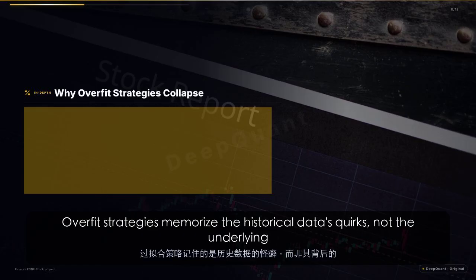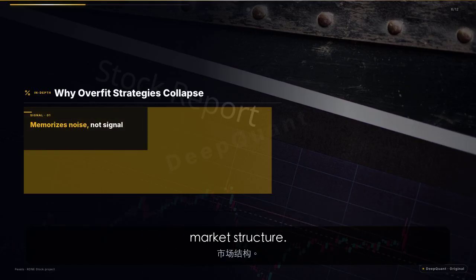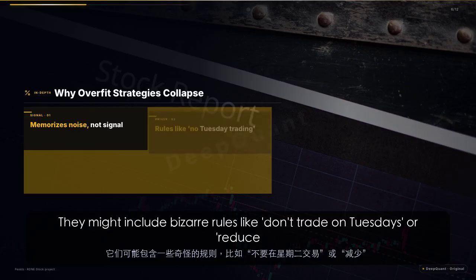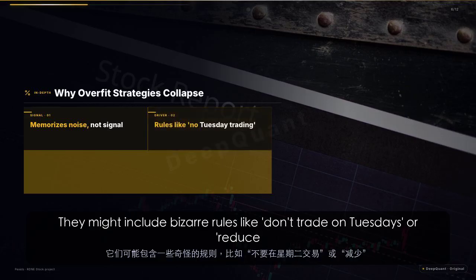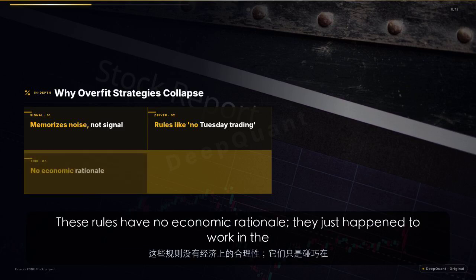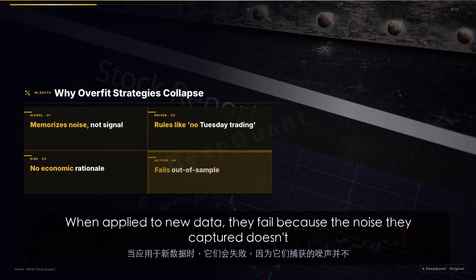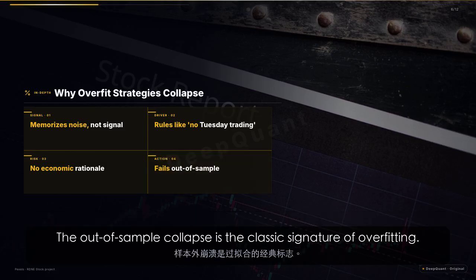Overfit strategies memorize the historical data's quirks, not the underlying market structure. They might include bizarre rules like, don't trade on Tuesdays, or, reduce position size between 3 o'clock and 7 o'clock Universal Time Coordinated. These rules have no economic rationale, they just happen to work in the backtest. When applied to new data, they fail because the noise they capture doesn't repeat. The out-of-sample collapse is the classic signature of overfitting.